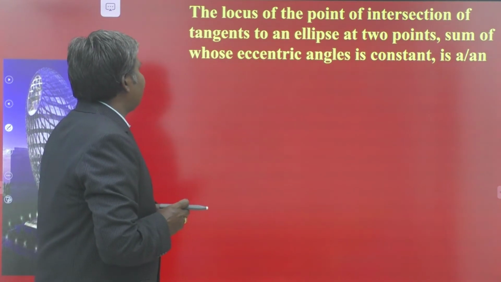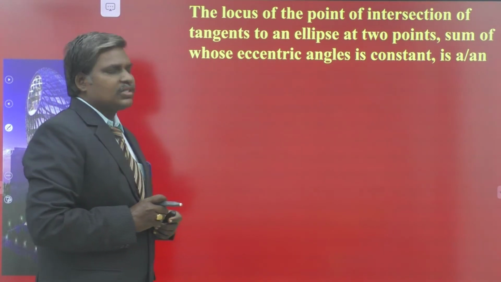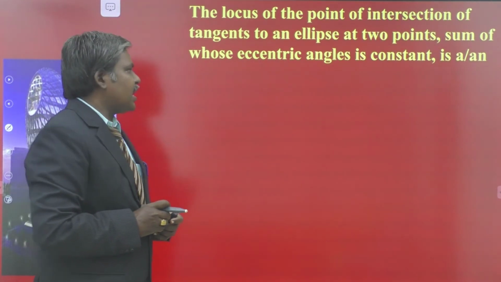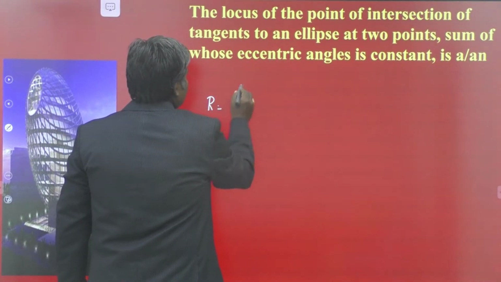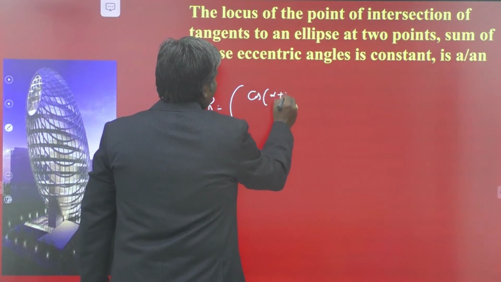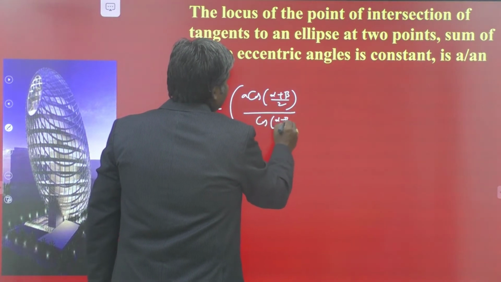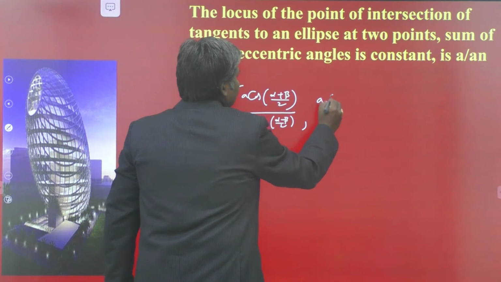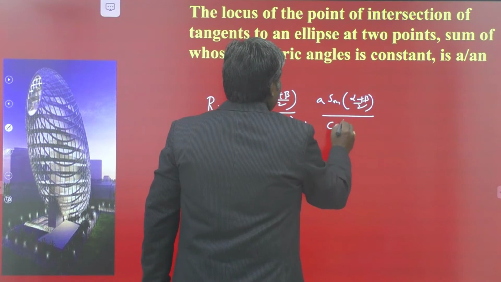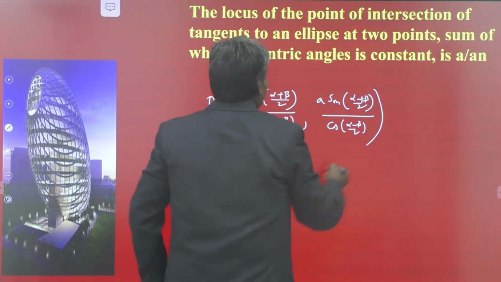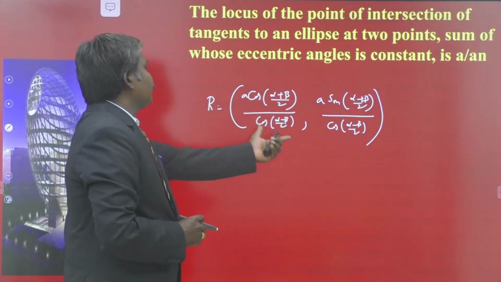The locus of the point of intersection of tangents to an ellipse at 2 points, the sum of whose eccentric angles is constant. In the previous problem, we found the point of intersection R equals a cos alpha plus beta by 2 by cos of alpha minus beta by 2, comma, b sin alpha plus beta by 2 by cos of alpha minus beta by 2. In the previous problem, we just proved this is the point of intersection of tangents at alpha and beta to the ellipse.